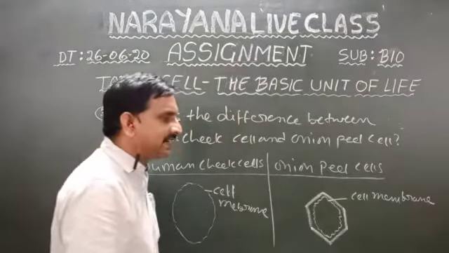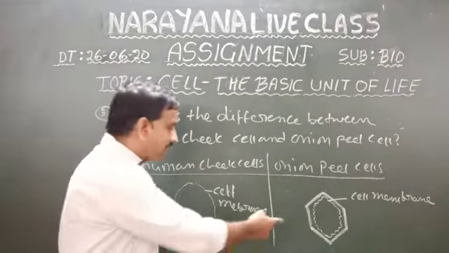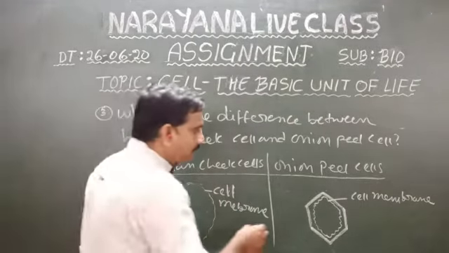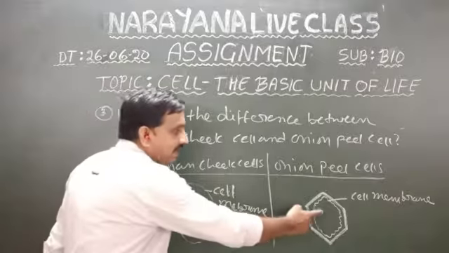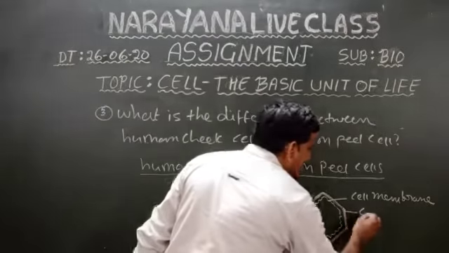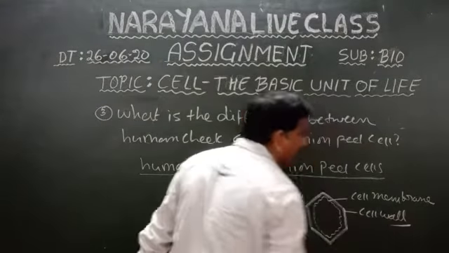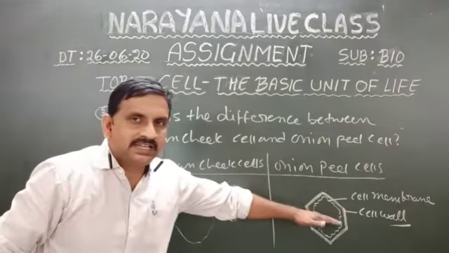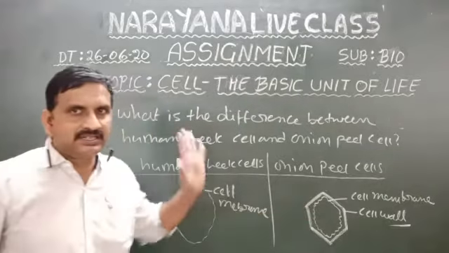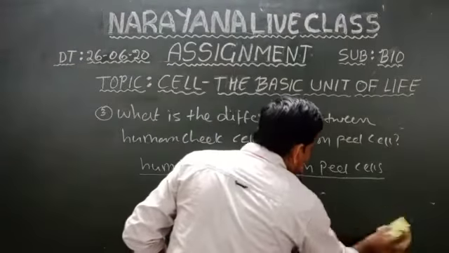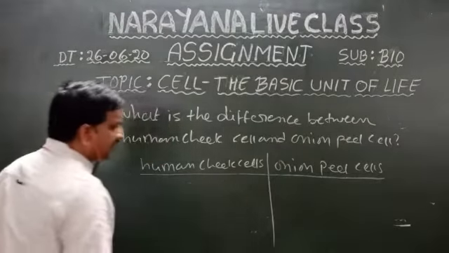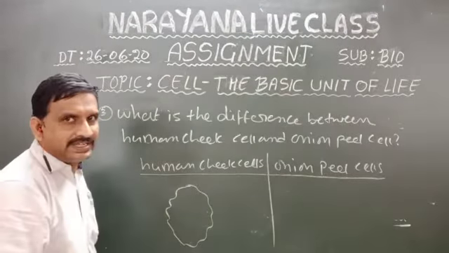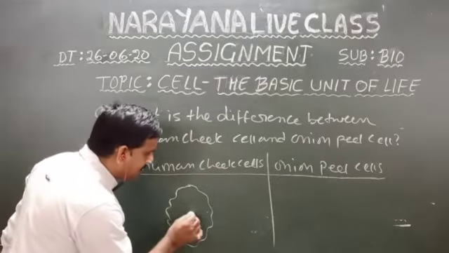This is the common characteristic of both the onion peel cell and the cheek cell: the cell membrane. But in addition to the cell membrane, another thick outermost layer is there. This is called the cell wall. That means the cell wall is absent in cheek cells and present in onion peel cells. Is it clear? And the next difference is in the human cheek cell. Understood? The nucleus is located at the center of the cell.